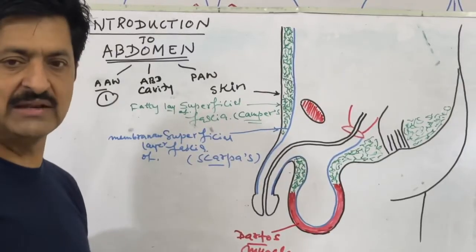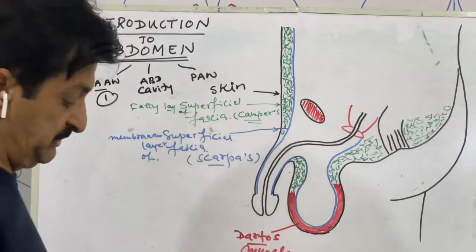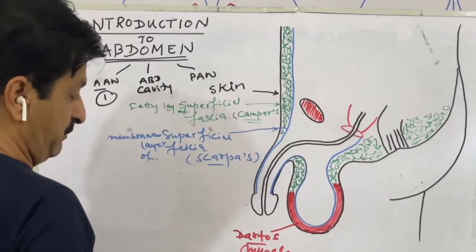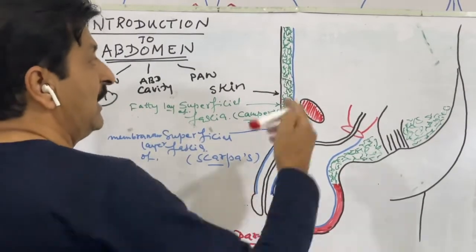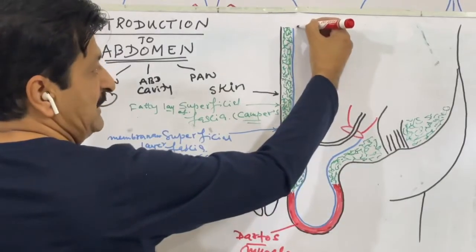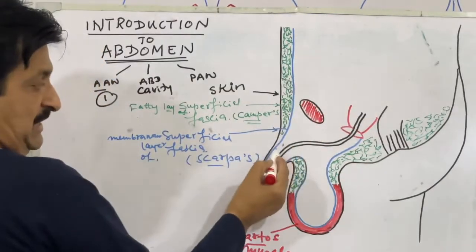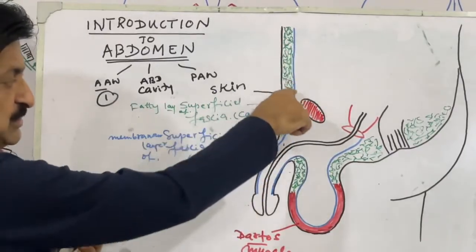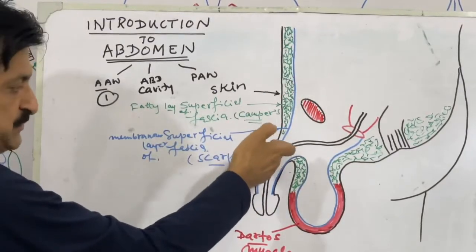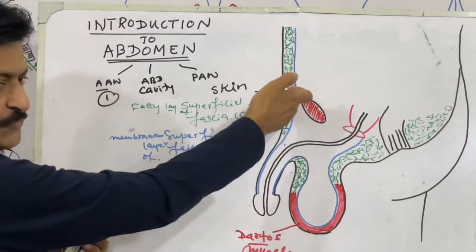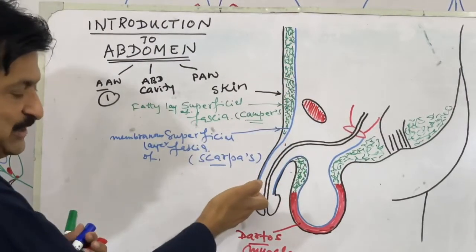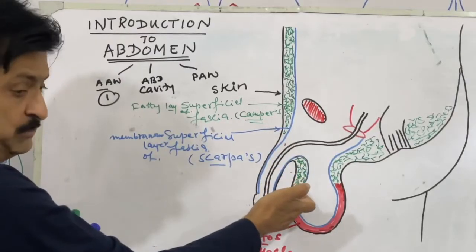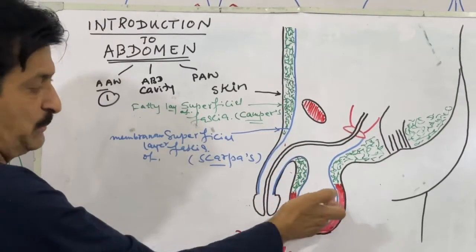The muscles are arranged in three layers, which we will be discussing when we discuss the anterior abdominal wall. The first muscle is coming under the superficial fascia, this third layer, which is called Scarpa's fascia. It makes the third layer of your anterior abdominal wall, and then it makes a tubular sheath around the penis. Coming onto the scrotum, it becomes the third layer of the scrotum.